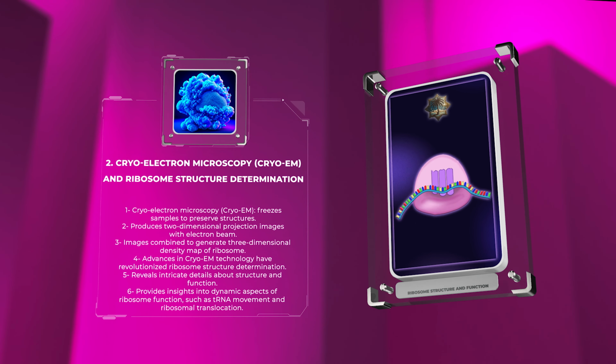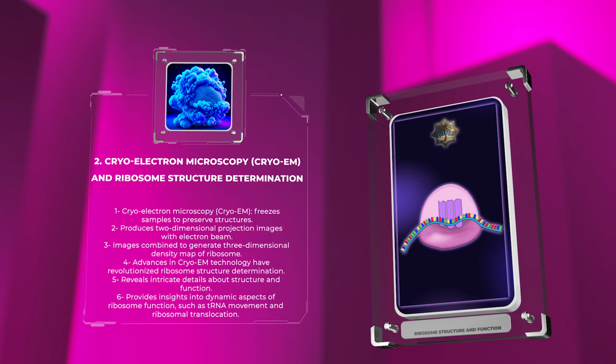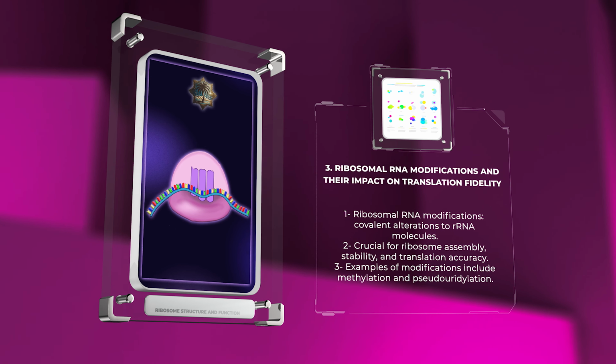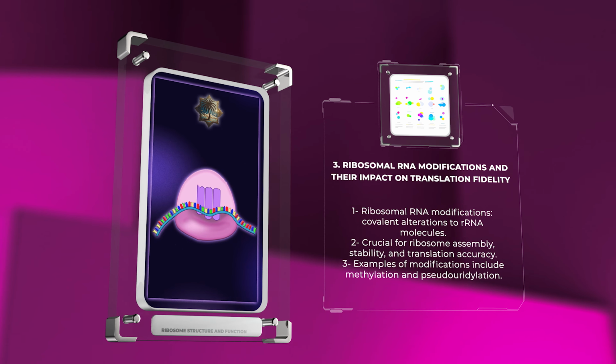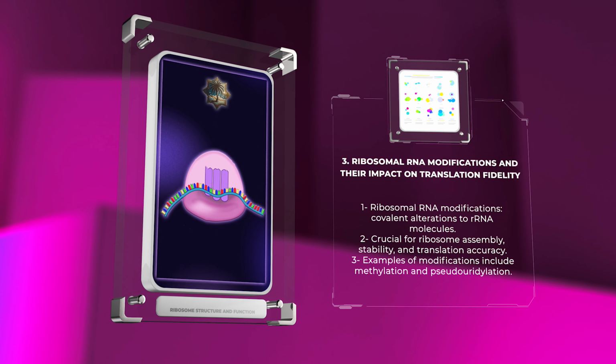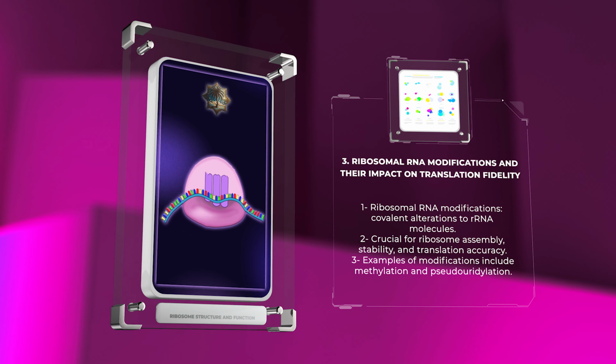Ribosomal RNA modifications will be discussed next in relation to translation fidelity. Ribosomal RNA modifications and their impact on translation fidelity: we will discuss the covalent alterations made to RNA molecules in ribosomes. These modifications, such as methylation and pseudouridylation, are crucial for ribosome assembly, stability, and accurate translation.